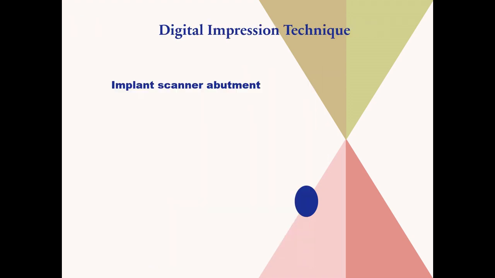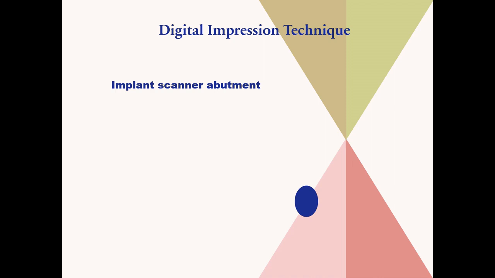The next step is to record the impression. So in the traditional technique, we make use of impression copings that are inserted into the implant at the time of impression. And then we use impression materials like polyvinyl siloxane or polyether to record the impression. And then implant analogs are attached to the impression copings and a stone model is poured. So these implant analogs represent the position of the implant within this stone model. So this is the traditional technique.